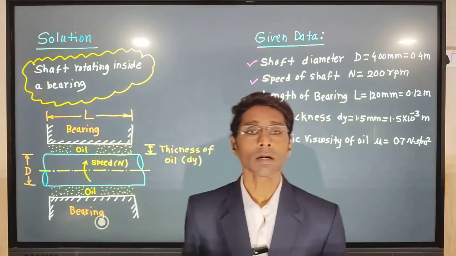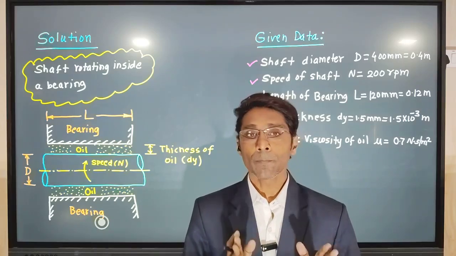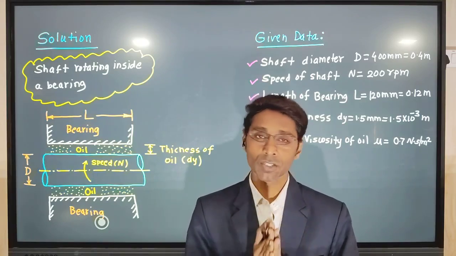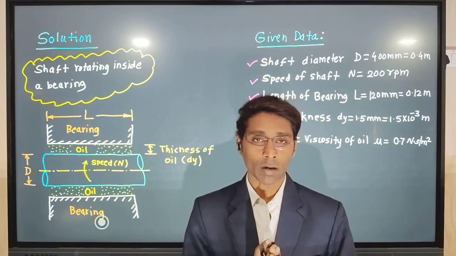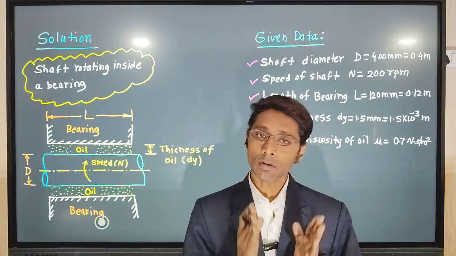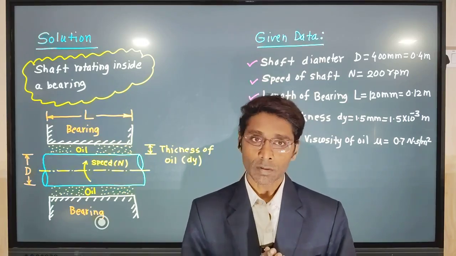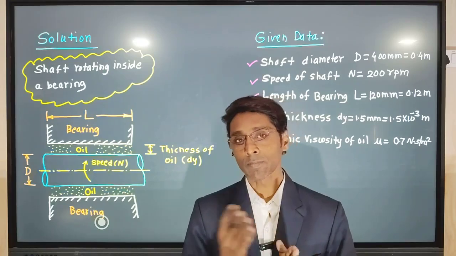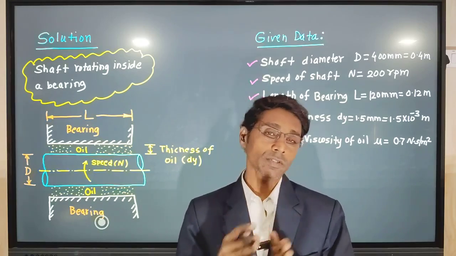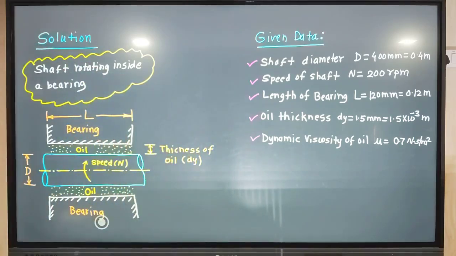Now in this numerical, we are going to calculate torque and power. Power is calculated with the help of the formula 2 pi NT by 60, where torque we first have to calculate. Torque is the product of force into distance, which means we have to calculate the force, that is, the resistance offered by the oil. This force is associated with Newton's law of viscosity. So let us see the further steps.